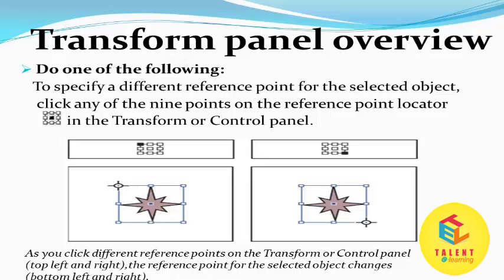This is an example of selecting points on the reference point locator. As you click different reference points in the Transform or Control panel, top left and right, the reference point for the selected object changes, bottom left and right.